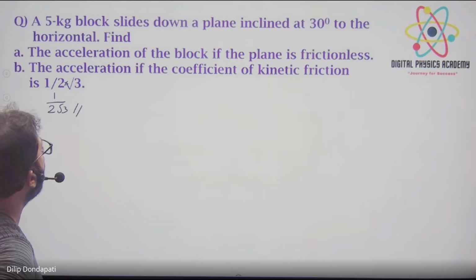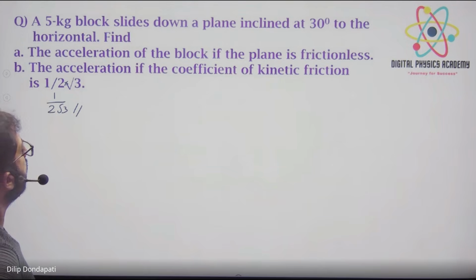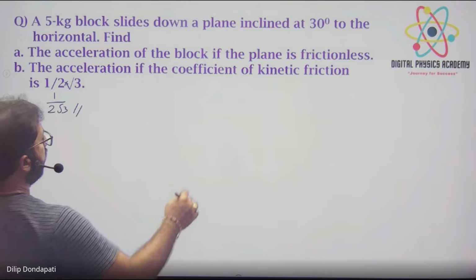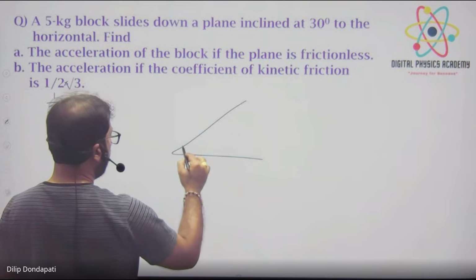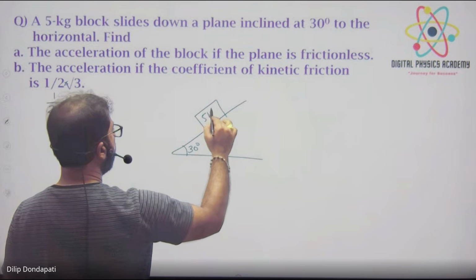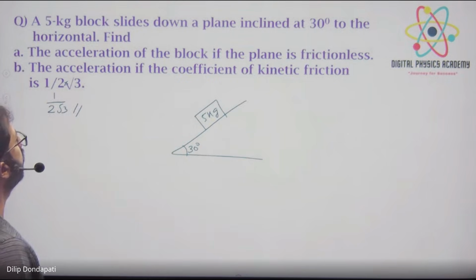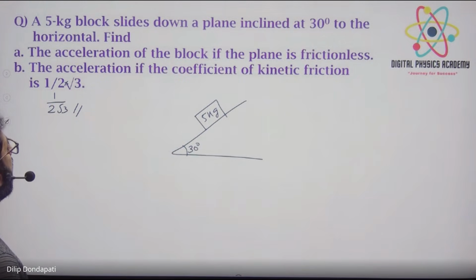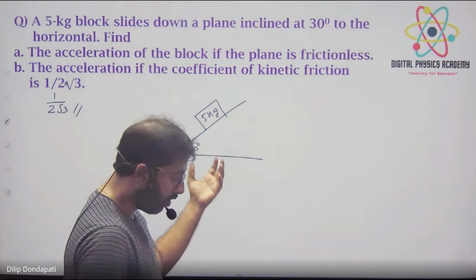A 5 kg block slides down an inclined plane, 30 degrees with the horizontal. Okay, 30 degrees में 5 kg block is there to the horizontal. The acceleration of the block if the plane is frictionless. If there is no friction, what will be the acceleration of the block?